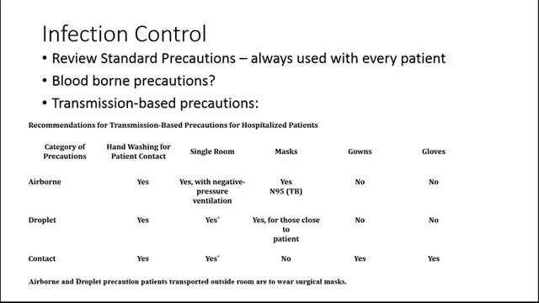I went ahead and pulled out this little table from your syllabus, which is a very nice and simple recap of transmission-based precautions. We have airborne, and of course, one of the most famous airborne precautions is TB, but we also have varicella, or chickenpox, or disseminated herpes zoster, or shingles. So you can review here. Remember that with airborne precautions, we do need to have a negative pressure room, and the N95, a special particulate respirator, is used by healthcare providers.